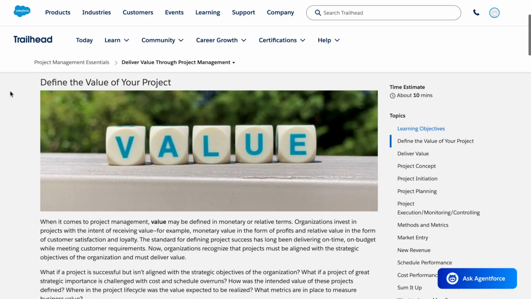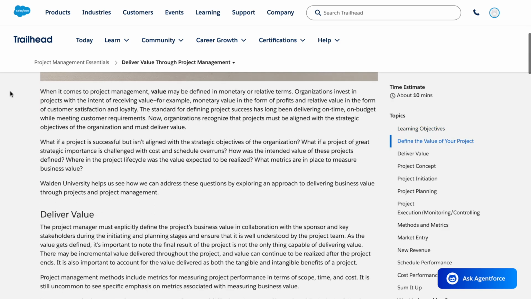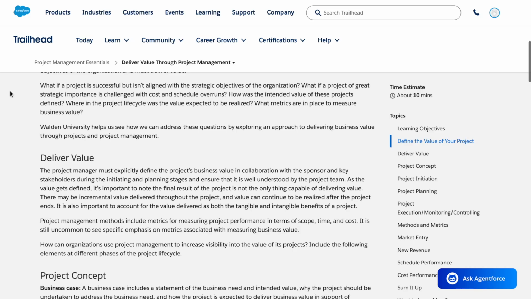The standard for defining project success has long been delivering on time, on budget, while meeting customer requirements. Now, organizations recognize that projects must be aligned with the strategic objectives of the organization and must deliver value. What if a project is successful but isn't aligned with the strategic objectives of the organization? What if a project of great strategic importance is challenged with cost and schedule overruns?